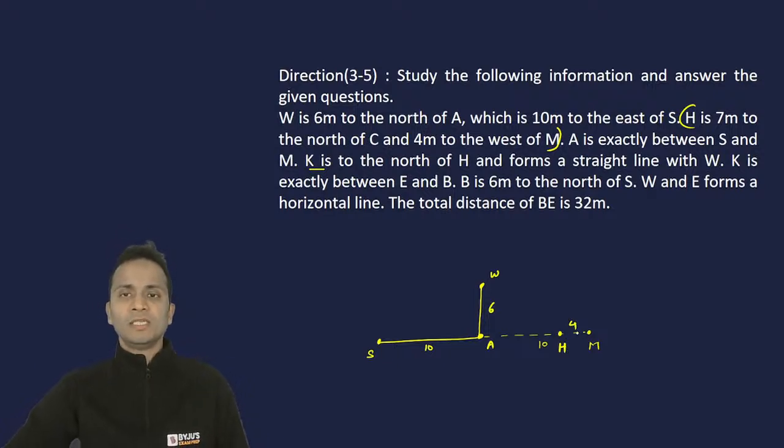Done. Great. Let's move ahead. H is 7 meters to the north of C. So C can be drawn here and this distance will be 7.